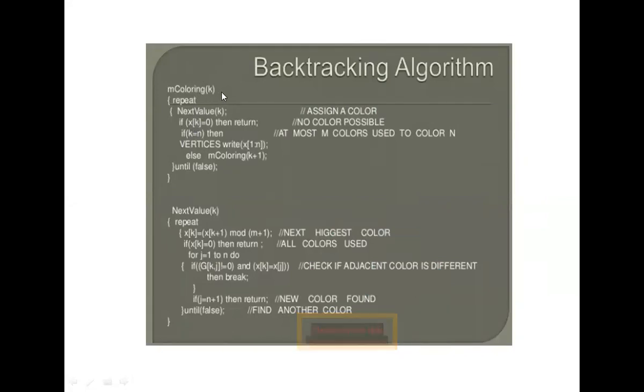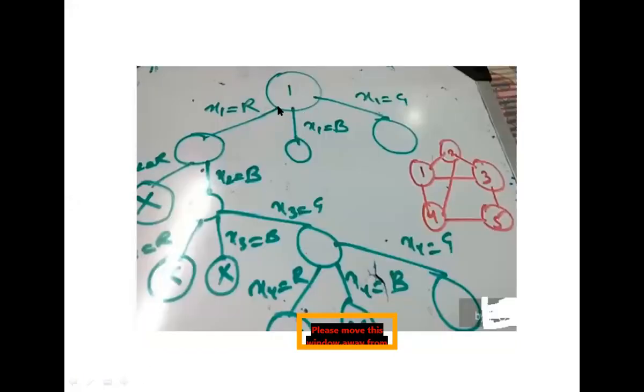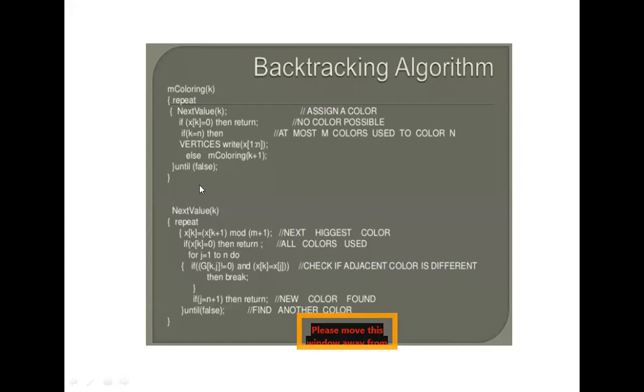M coloring. Okay, repeat here. We are taking a while loop. Then it calls the next value. Next value is nothing but assigning the color. So first we have to take red. First we take the first node, that is 1. So here we are considering assigning color 1. So if x of k, see here.